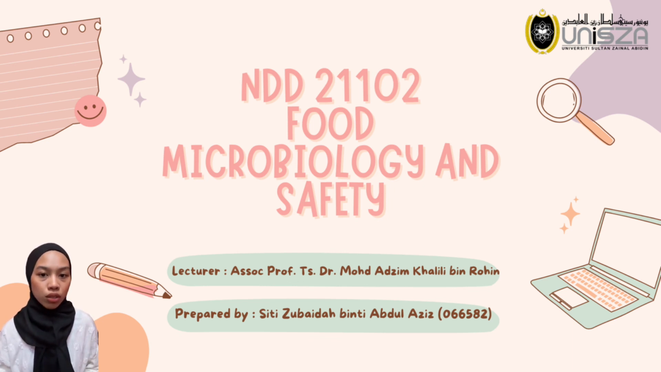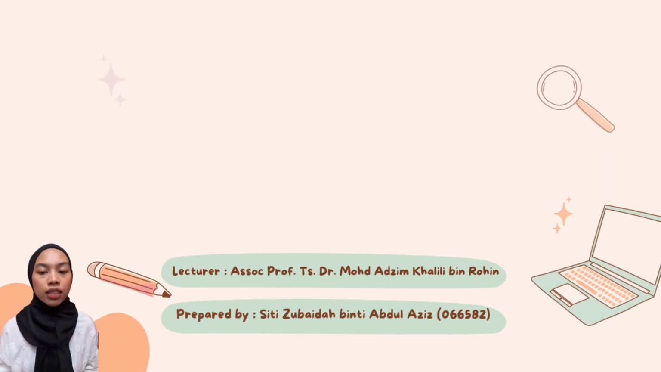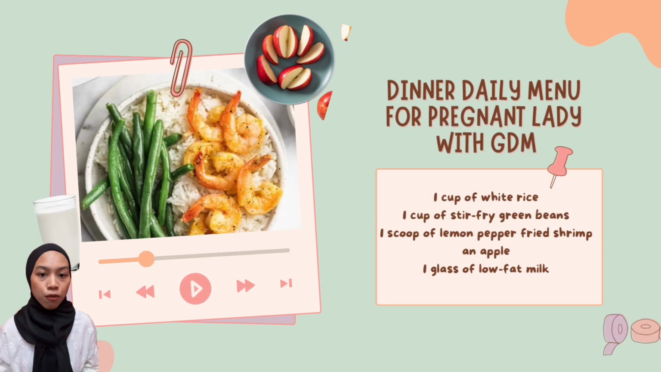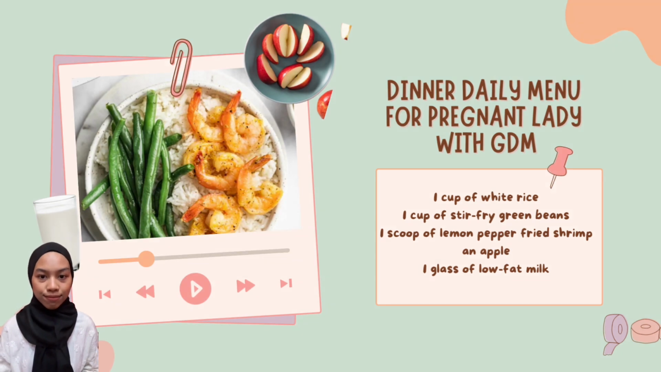So today I will talk about my assignment for food microbiology and safety, which is microbiological hazards that can be found in food. The topic is how I design and develop a HACCP Decision Tree for a dinner daily menu for a pregnant lady with gestational diabetes mellitus or GDM. The menu is 1 cup of white rice, 1 cup of stir-fried green beans, 1 scoop of lemon pepper fried shrimp, an apple, and a glass of low-fat milk.